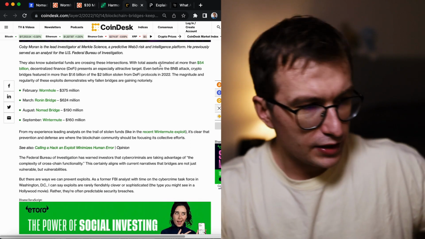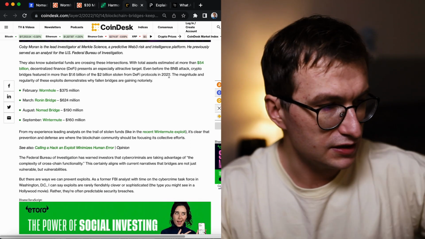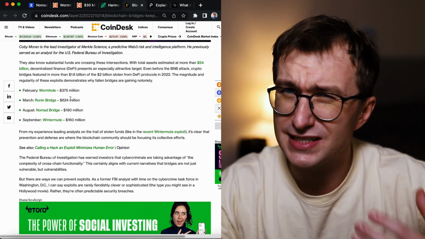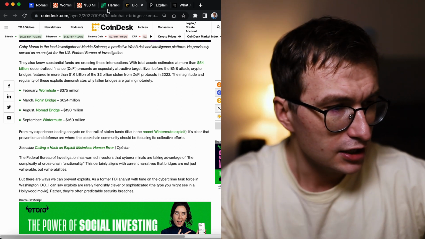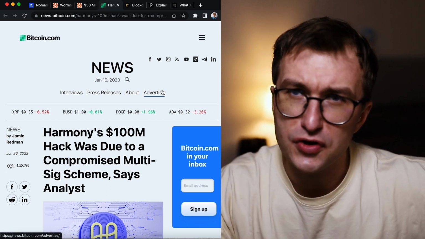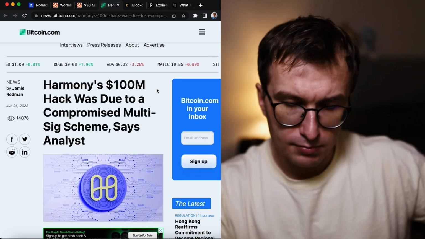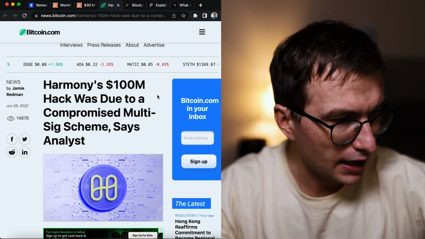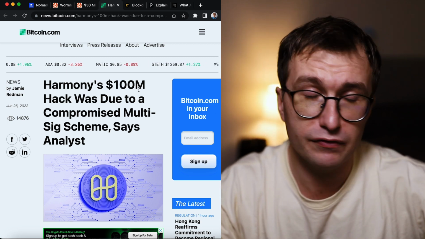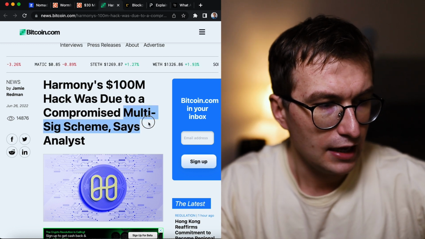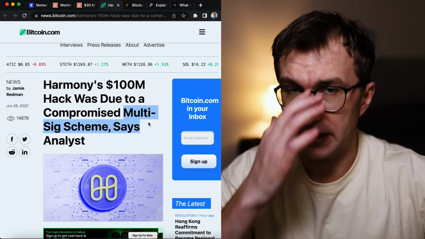There are a few examples, of course. Wormhole, 375 million in 2022. We have Ronin Bridge, over 600 million stolen. So let's have a look at a few of the bridges and how they got exploited. So there was Harmony Bridge. It was a while back, and it was exploited for $100 million. It was due to a compromised multi-sig scheme.